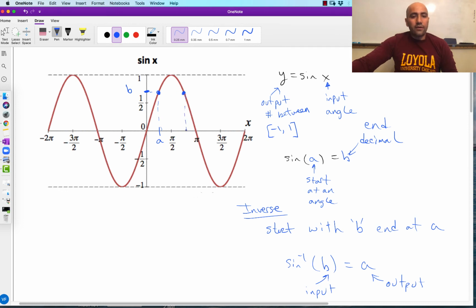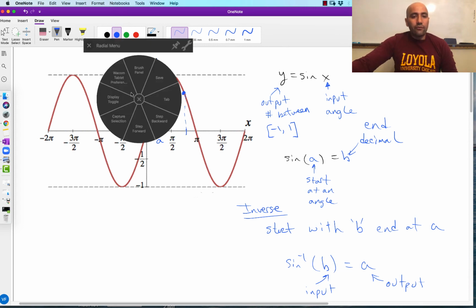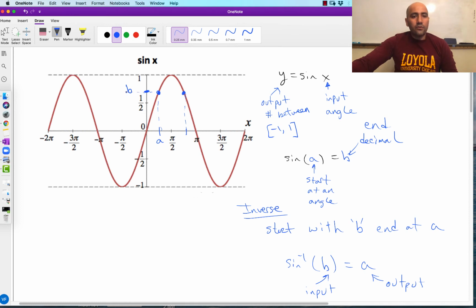So there's another angle right there such that sine of that angle also gives you b. And if we go backwards, there's another point there. And then we can find another point over there. There's another angle right there such that sine of that angle equals b. And we can find another one there. And then if we keep going, you know this is cyclical. So there's really an infinite number of angles out there such that sine of all of them equals this b value. Right? So we can't uniquely identify an angle if we think of the entire sine function.